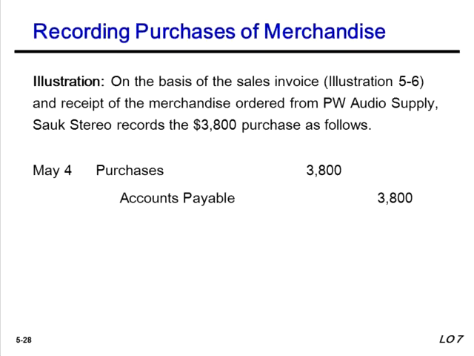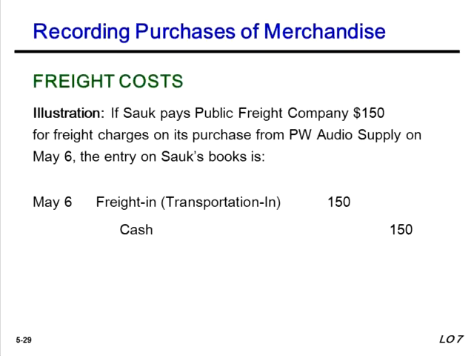The first one: on the basis of the sales invoice and receipt of the merchandise ordered from PW Audio Supply, SOC Stereo records a $3,800 purchase as follows. They debit purchases for $3,800 and credit accounts payable for $3,800. That means SOC will be paying PW Audio Supply the $3,800 at a later date. Now, in this particular situation, SOC pays the freight company $150 for freight charges on its purchases from PW Supply Company. So SOC will debit freight in for $150 and credit cash for $150.